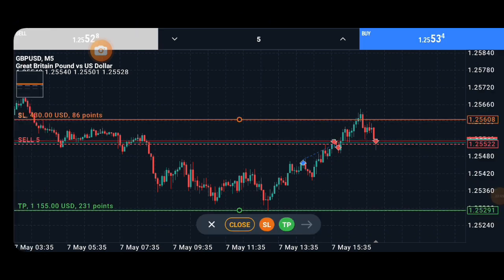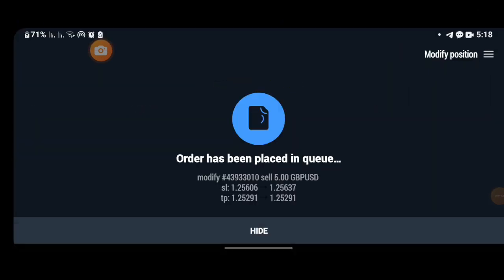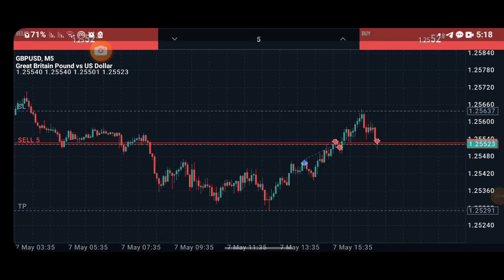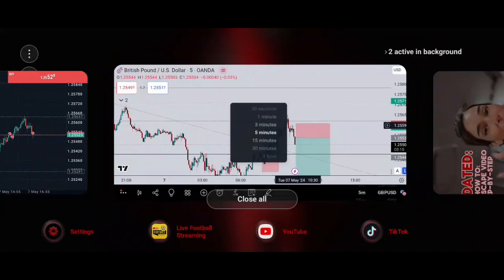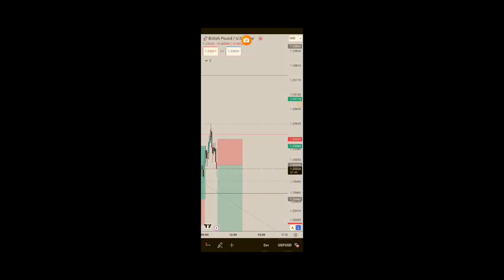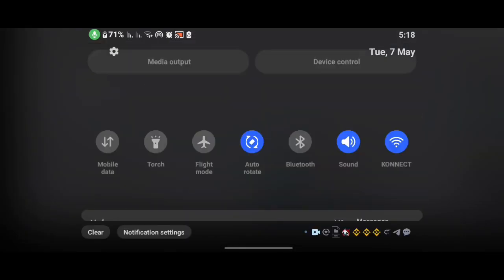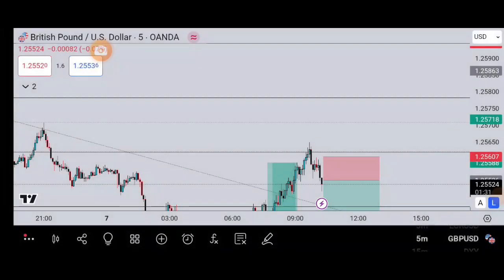Yeah, guys, let me place my SL above that level, and yeah, we'll try to manage this trade. So I guess now it's about management, because so far we have done everything that we should do, and it's all about managing this trade.